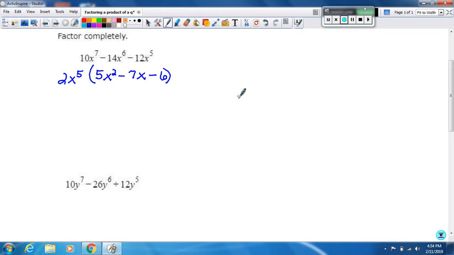Now you want to see if you can factor what you have in the parentheses. So here's what you want to do. Because you have a number in front of your squared term, you need to take the first and the last and multiply them. So 5 times 6 equals 30. So I want the factors of 30 that when I subtract them equal 7. If this were a plus sign last, you'd be adding, but I'm going to subtract to get 7.